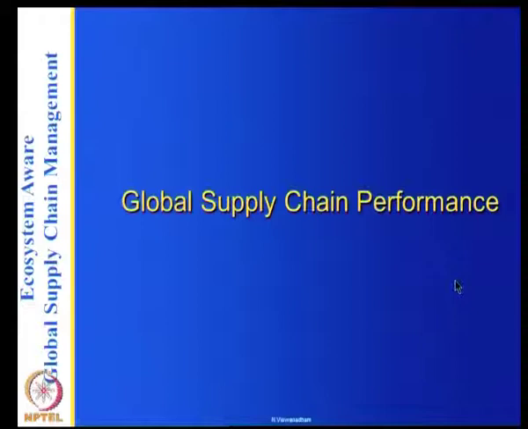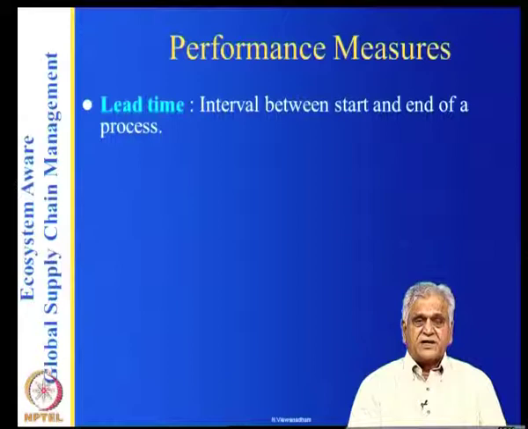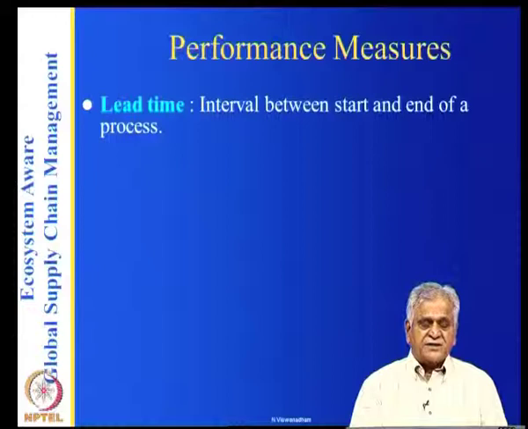So what are the performance measures that we have? One of the performance measures is the lead time. What is lead time? The definition of lead time of any process is the interval between the start and end of the process. Now here, if you take a supply chain, there are various lead times involved. If you take the entire supply chain, it is from the start of the manufacture from the suppliers, from the raw materials, till the product is delivered to the customer. So if you make an automobile, the entire lead time could be from the mining of the iron ore till the car is finally delivered to the customers by the dealers.